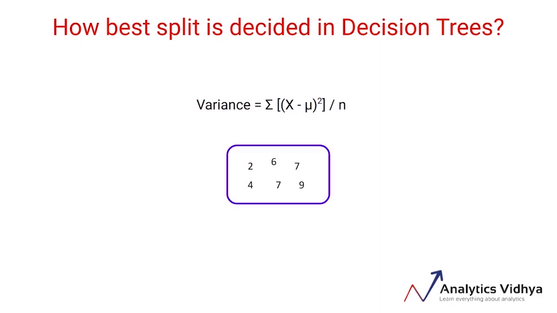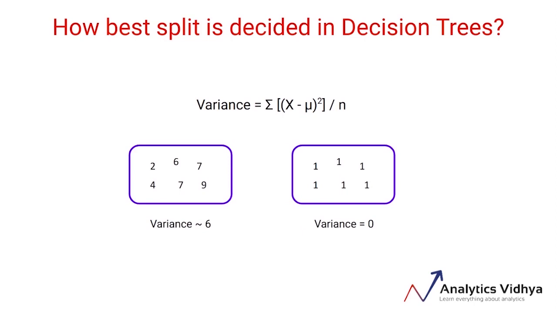Let's look at this node. If we calculate the variance of this node using this formula, it comes out to be somewhere around 6. What about this node? All the values in this node are the same. That's why the variance will be 0. If we compare the variance values here, we can infer that a lower value of variance is clearly leading to more pure nodes, whereas a higher value of variance is conversely leading to more impure nodes. So we can choose the variable with lower variance for splitting.